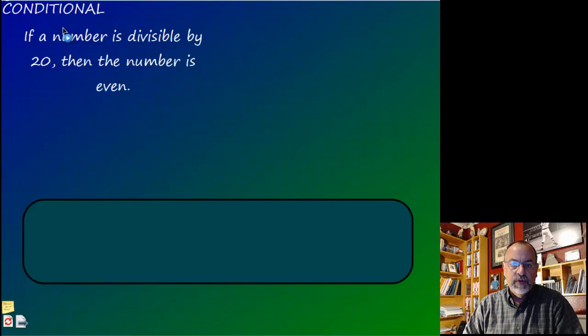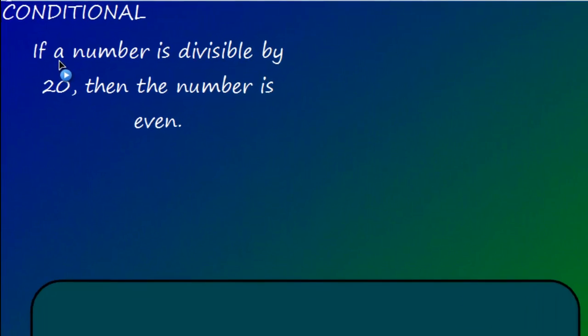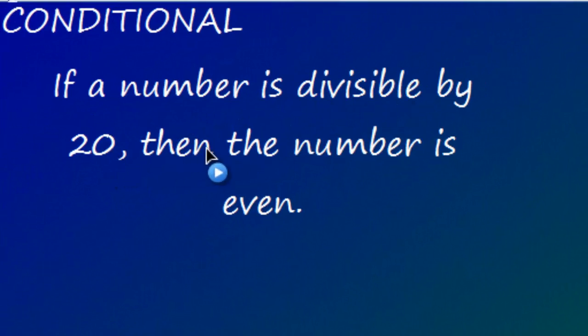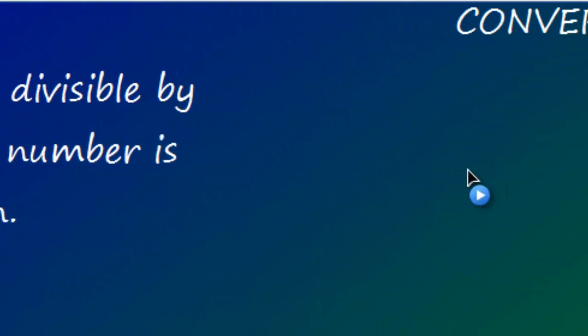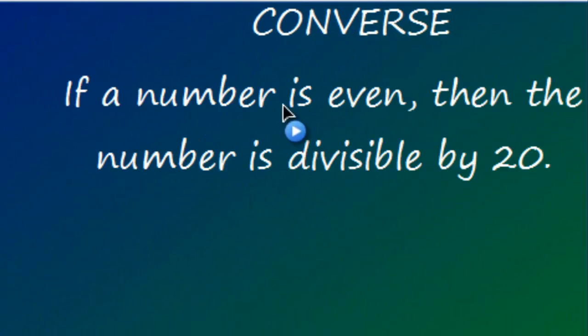Alright, I think I have one more example. Here's the conditional. If a number is divisible by 20, then the number is even. And that is a true statement. That is a true conditional. We then must inspect the converse. The converse would be if a number is even, then the number is divisible by 20.